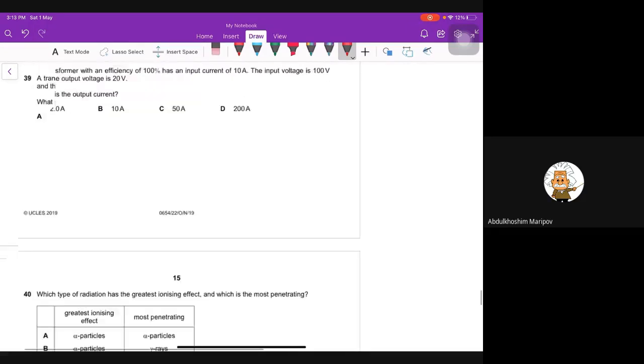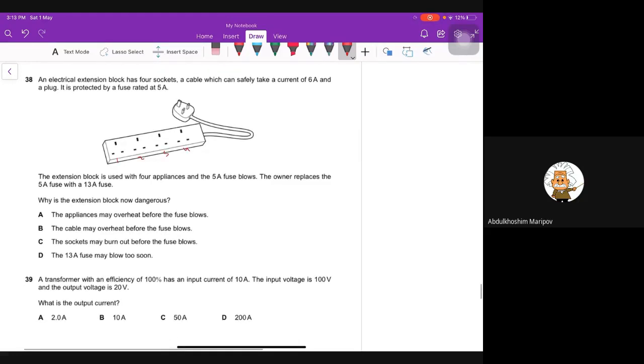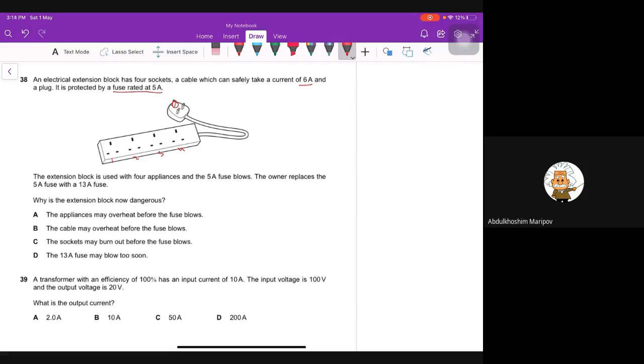Okay, 38, 39. Three more questions to go. An electrical extension block has 4 sockets. Okay, 1, 2, 3, 4. A cable can safely take a current of 6 ampere, and the plug is protected by a fuse rated 5 ampere. The extension block is used with 4 appliances.